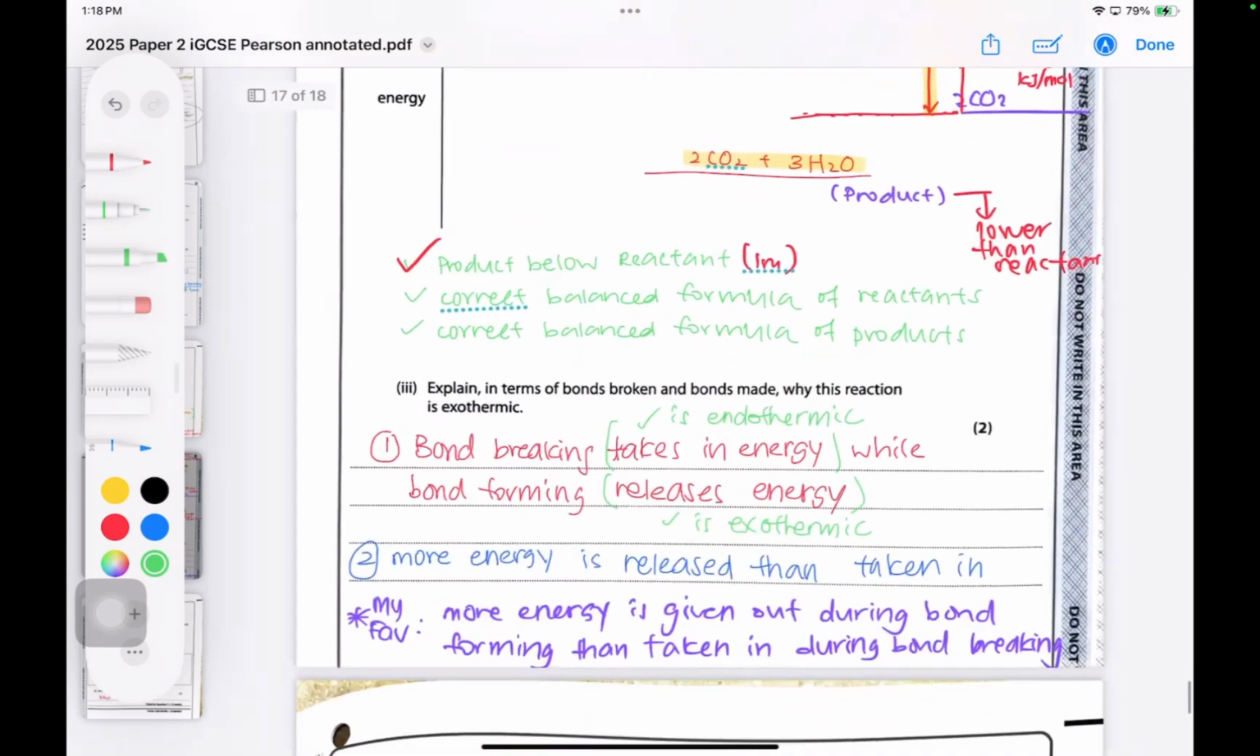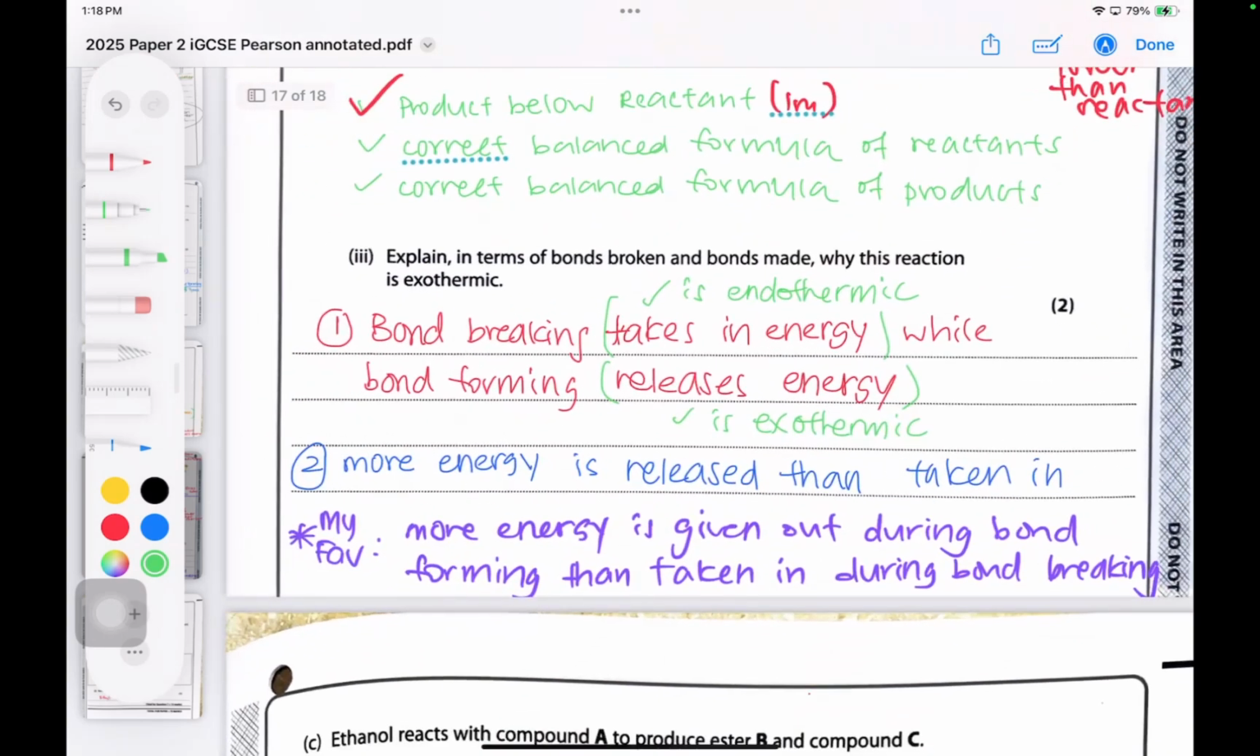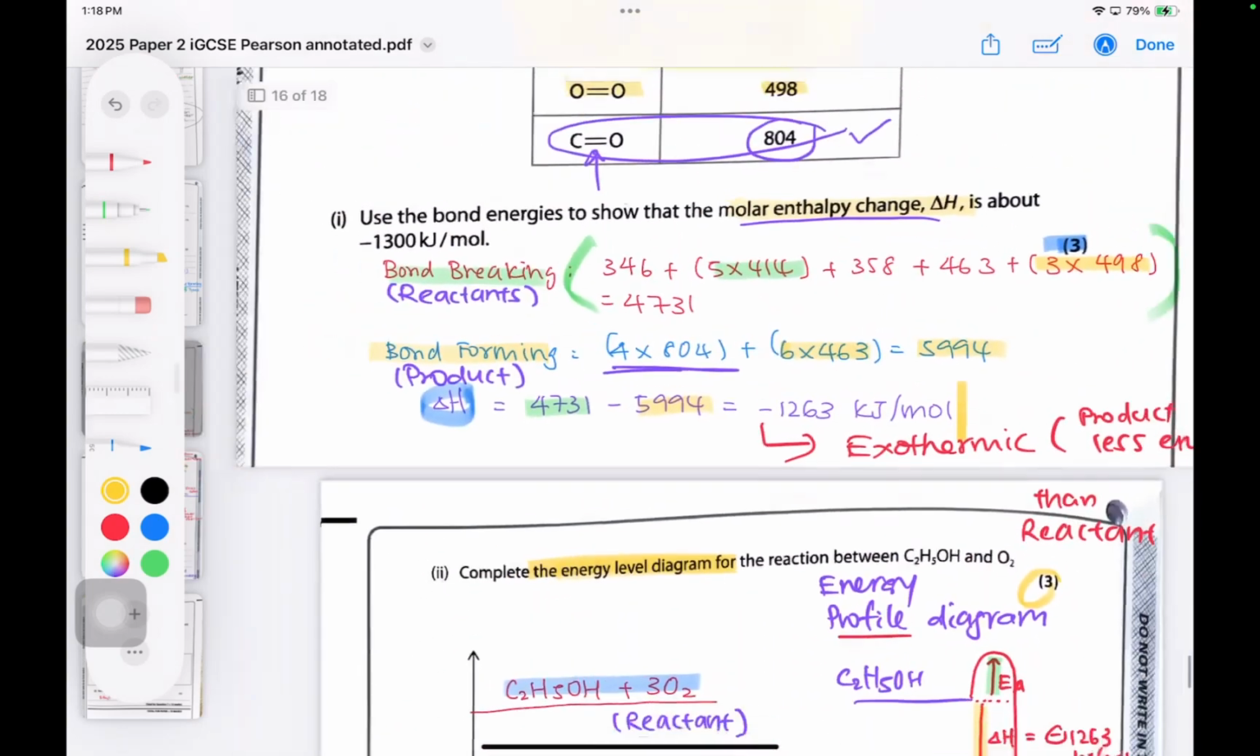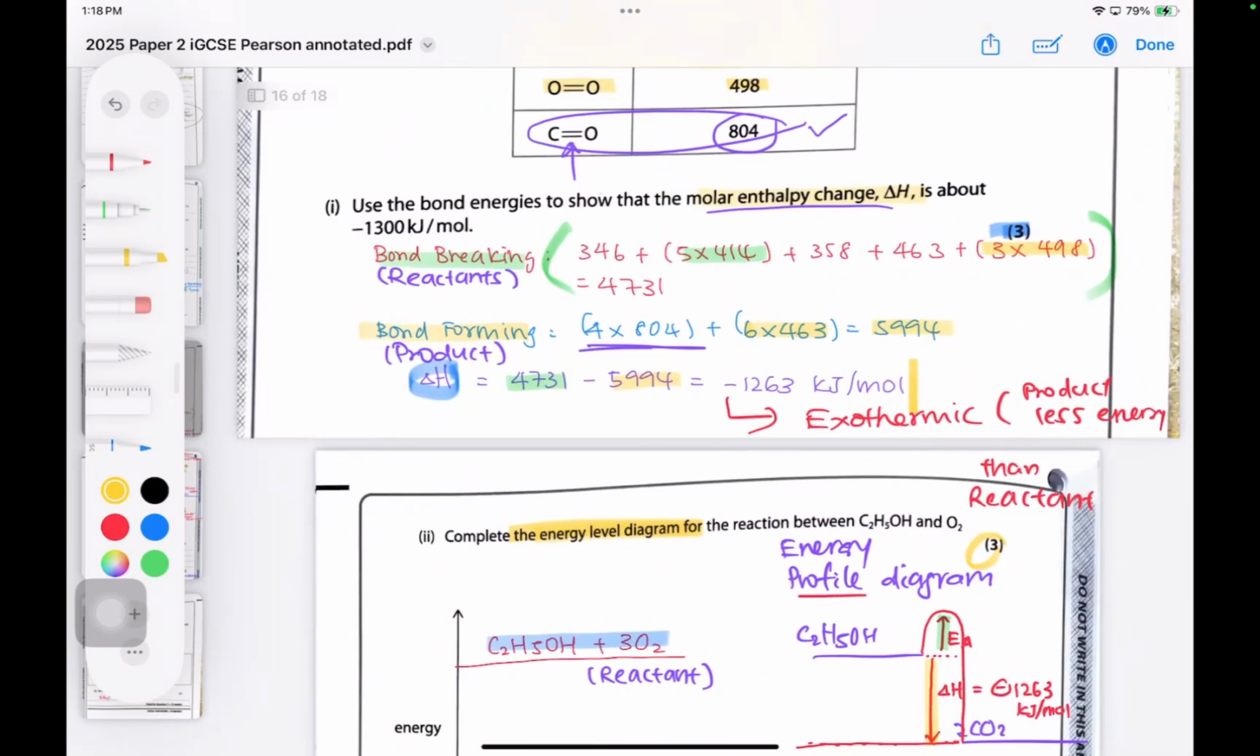Okay. Now, this next 2 marks is hard to score for a lot of students, so please take note. They want you to explain in terms of bond breaking and forming why this reaction is exothermic. So we go back to our calculation, and you can see the reason why it's exothermic is because the bond breaking part requires less energy than the bond forming part. So how do you put it into wording then?